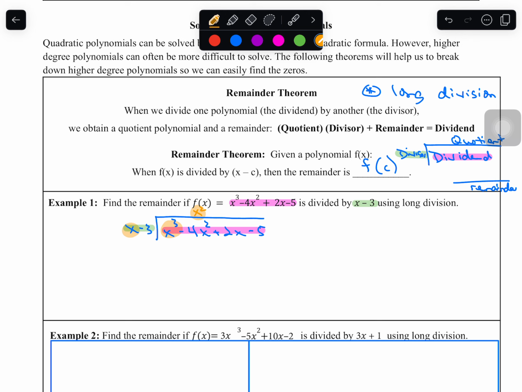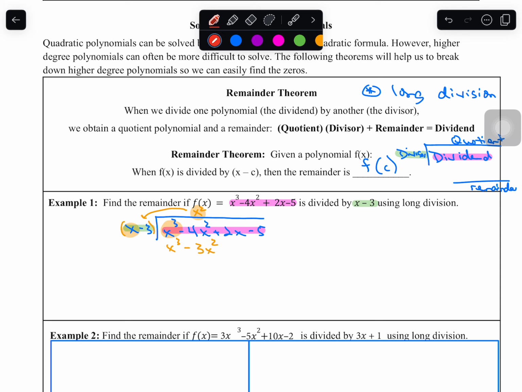Then I go ahead and I multiply. And when I multiply, I'm going to make sure to multiply the x squared by both parts in the divisor, because it's being multiplied by not only the x to get x cubed, but also the minus 3 to get negative 3x squared.